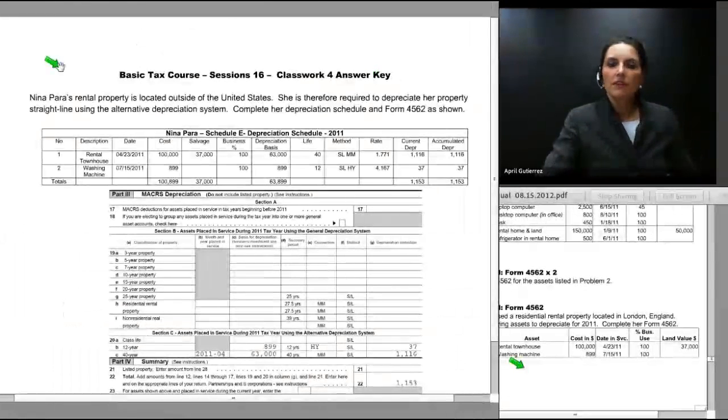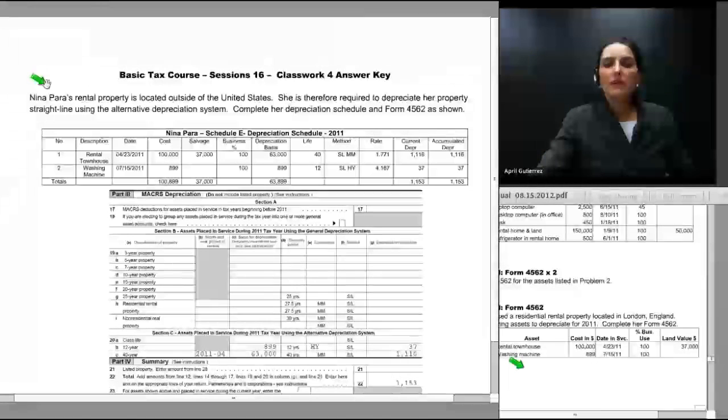And I now have the classwork 4 answer key up on the screen in front of you. The key thing to have noted about Nina Pera's rental property is that it is located outside of the United States. And since her property is outside of the United States, she is required to depreciate her property using straight line under the alternative depreciation system. She can't use MACRS, she can't use double declining balance. And also under ADS, she's going to have extended or longer depreciable life for her assets.